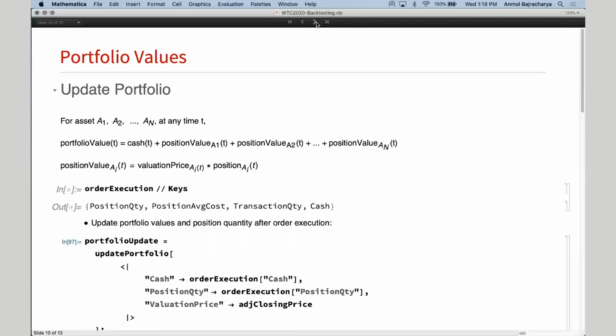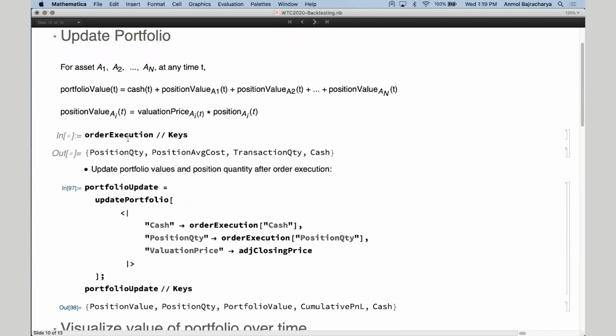So once we have this order specification, or order, after the order is executed, then what we need to do is update the position value for each stock, as well as the portfolio value. So let's say we have n assets, right? And at each time t, the portfolio value would be the amount of cash that we have, and then the position value of each asset that we have for that time. So the position value can be computed using valuation price and the position. So basically this is just the quantity of a stock that we have.